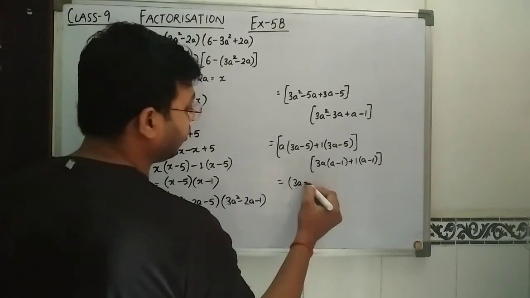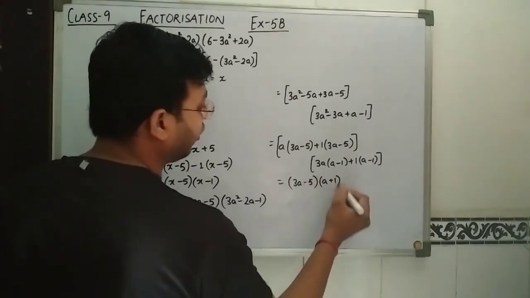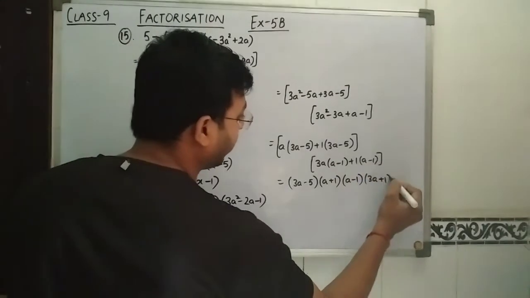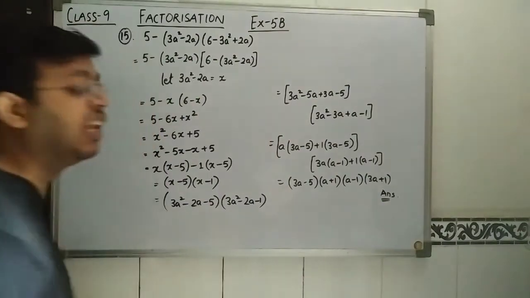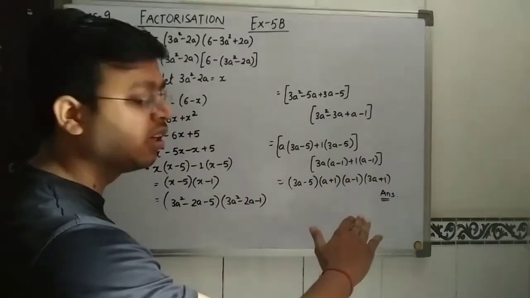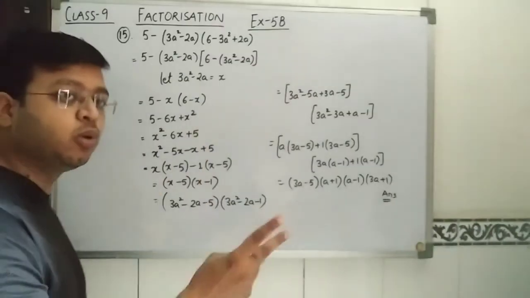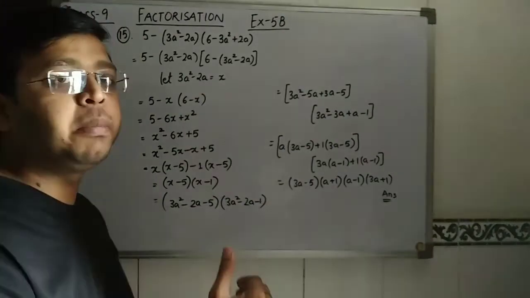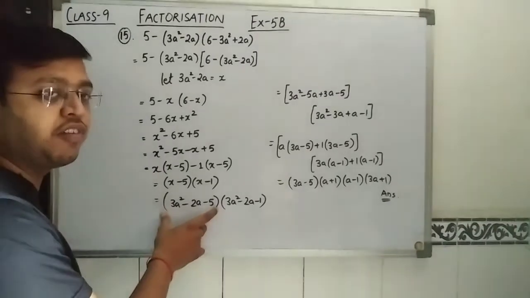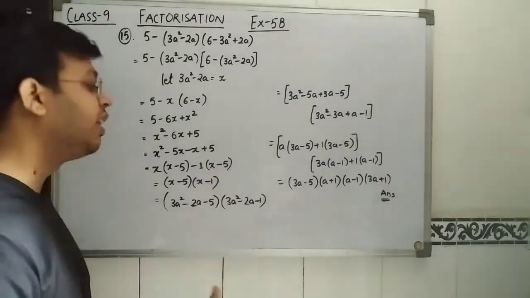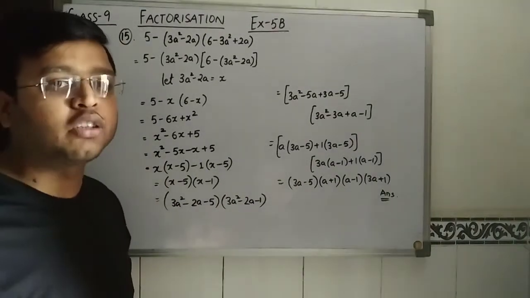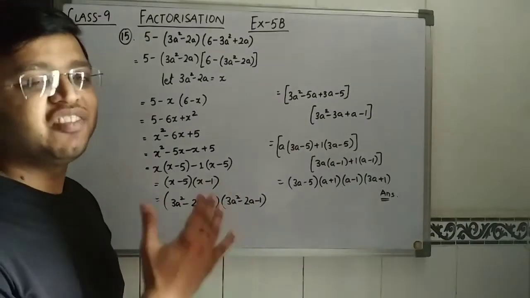So it is (3a minus 5)(a plus 1) and (a minus 1)(3a plus 1). This will be the complete answer. Overall, in this question, 4 brackets are coming, because we also get two expressions which can be solved with the help of middle term splitting. So it is not that after placing the value of x, the question is completed. Sometimes these terms cannot be solved with middle term splitting, and then you cannot proceed. But if they can be solved, then we have to proceed further.